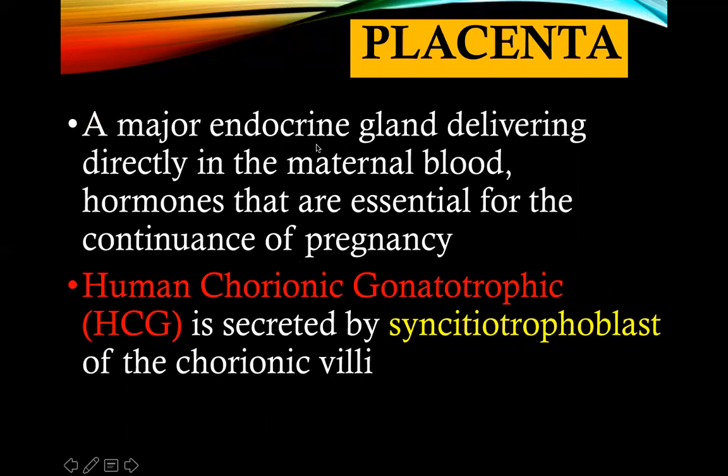Okay, and the last organ in the endocrine system is our placenta. This is actually a major endocrine gland delivering directly into the maternal blood the hormone that is essential for the continuance of pregnancy. And that hormone is your human chorionic gonadotropic hormone. It is secreted by the cells called syncytial trophoblasts that are found in the chorionic villi.